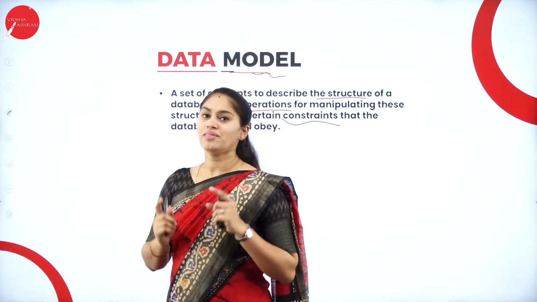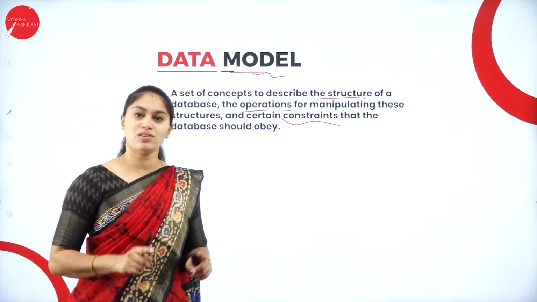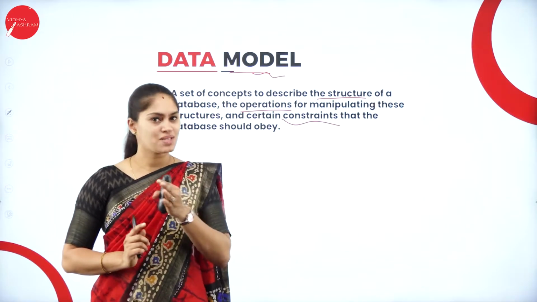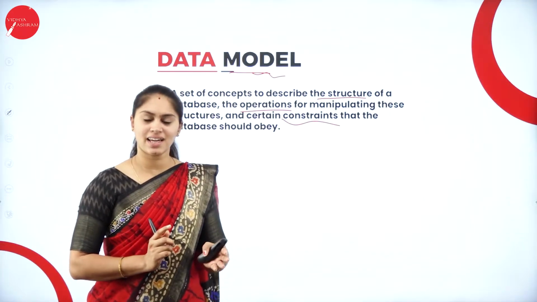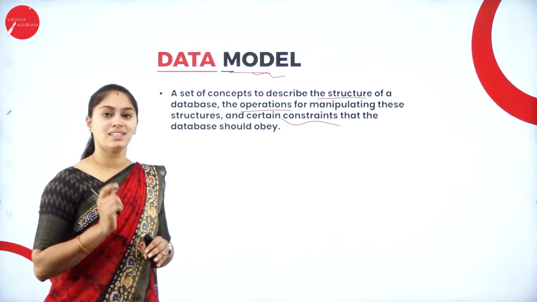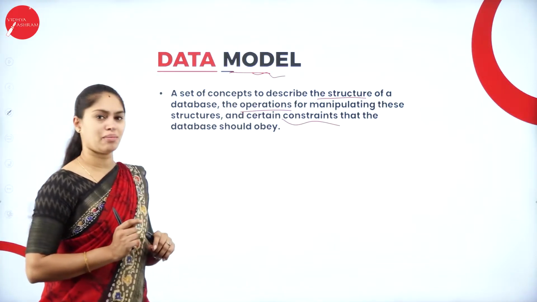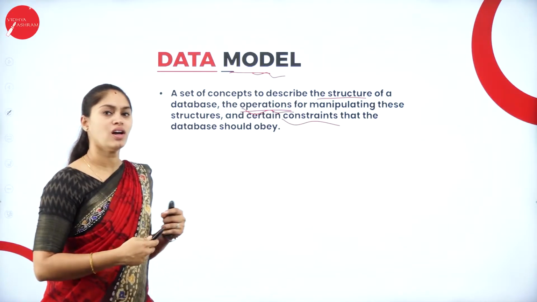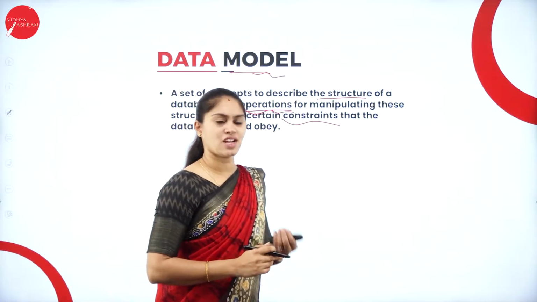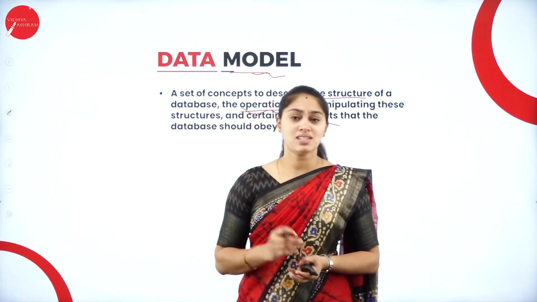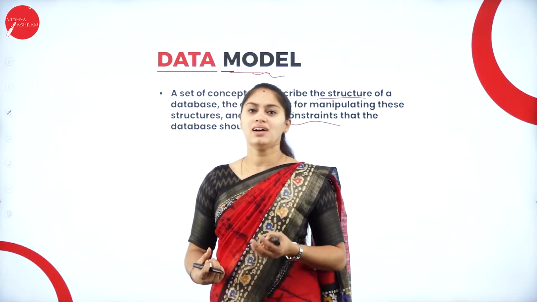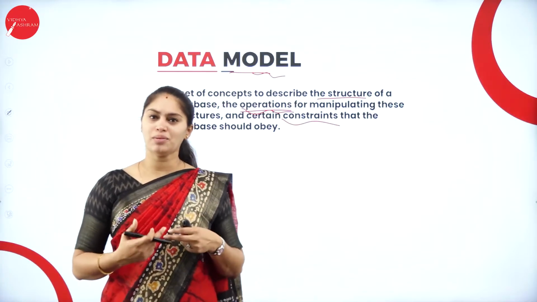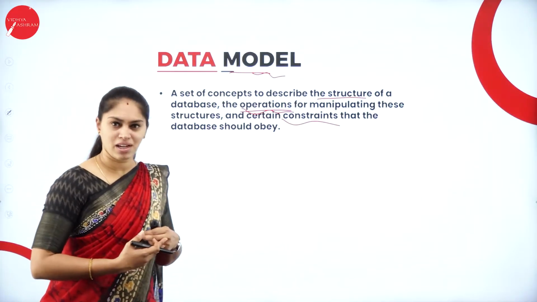So a data model is going to describe the structure of a database: how many tables it has, the number of columns in each table, and what kind of data I can add. All of that is described in the structure of a database. And the operations for manipulation include updating, altering, inserting some data, or deleting some data. All those are considered operations. I'm doing some manipulation in order to get the benefit out of the data.